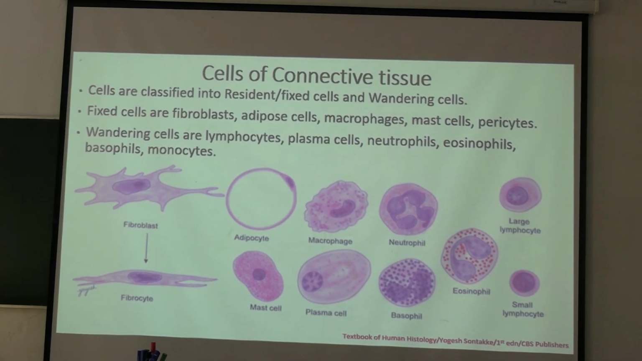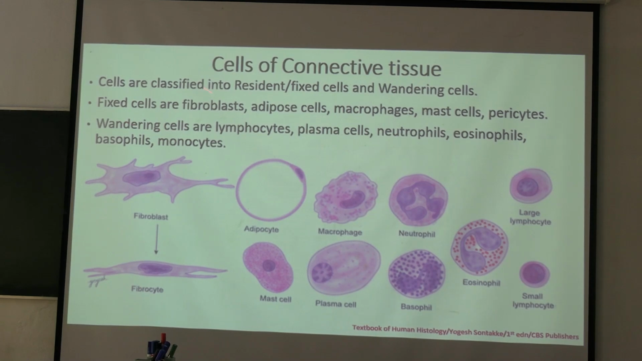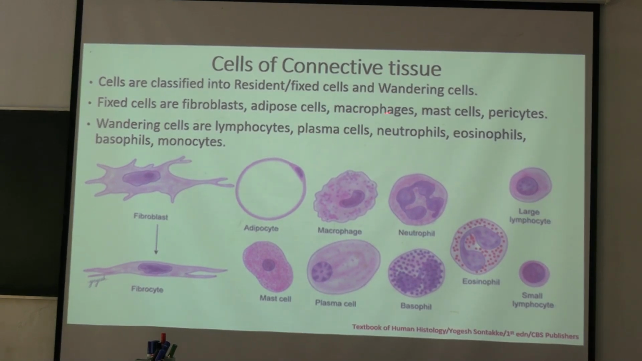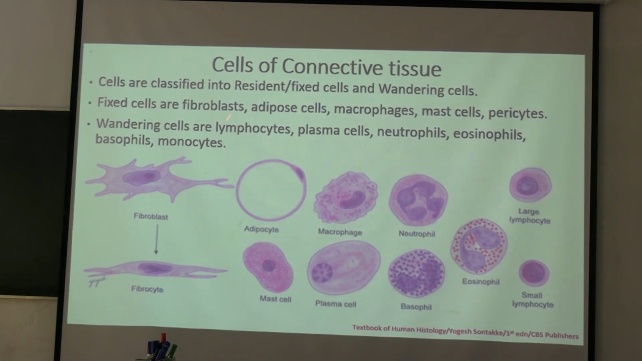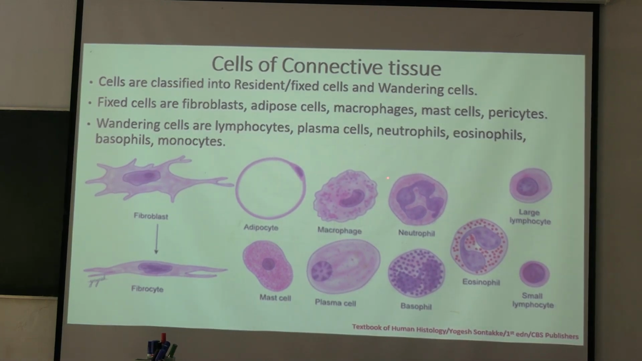Okay, these are migratory cells. Fixed cells are the fibroblast, adipose cells, macrophage, mast cells, and pericytes. And wandering cells are lymphocytes, plasma cells, neutrophils, eosinophils, basophils, monocytes. You can see these wandering cells or migratory cells, all of them are generally coming from blood. All are the blood cells, okay, white blood cells. So that's why they are given the name wandering cells.